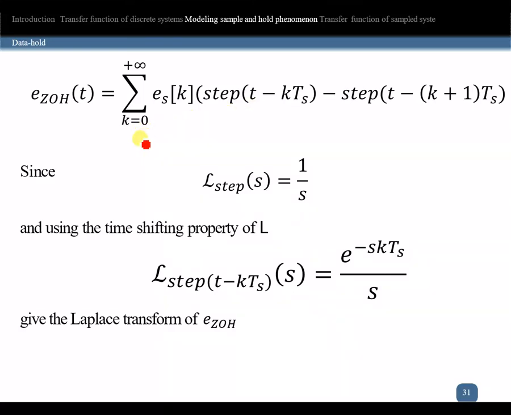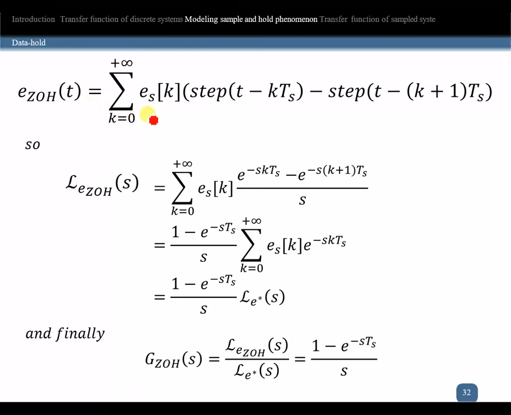Now the zero order holder will be the sum of e(kT) times step(t minus kT) minus step(t minus (k plus 1)T). If you remember, the Laplace of the step will be 1 upon s, and the Laplace of the step t minus Ts will be e to the minus Ts divided by s. This is only revising how to take the Laplace. Okay, now I take the Laplace of this signal.